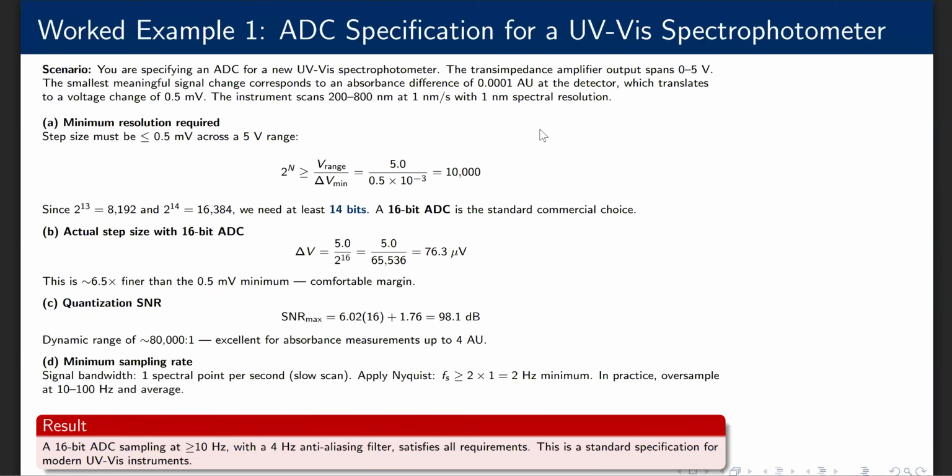So that finishes our theory. So now on to some of our worked examples. We have a few of these. The first one is going to be an ADC specification for a UV-Vis spectrophotometer.